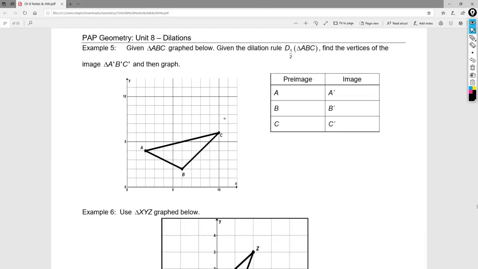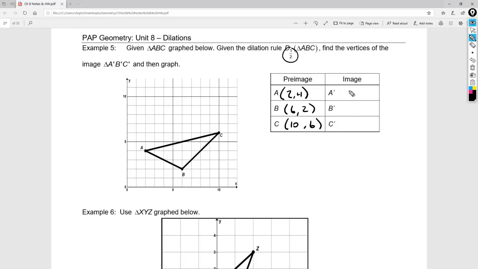Alright, let's do a few more examples. Alright, so we have triangle ABC below. We have a dilation rule of 1/2 of triangle ABC. So this is important to note. And I want to find the vertices of my image and then graph it. Okay, so my pre-image has vertices of 2, 4, 6, 2, and 10, 6.